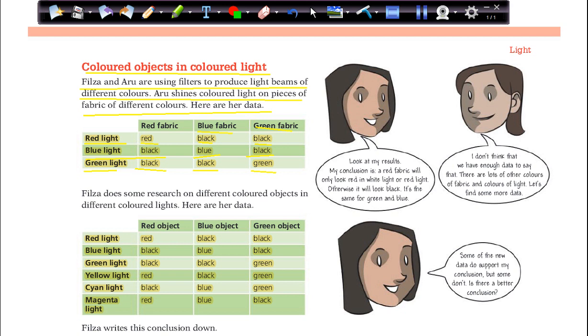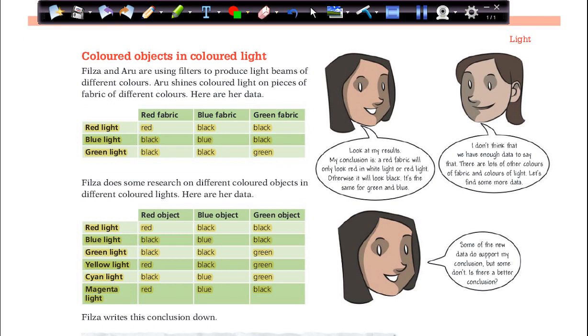So in this case, these are their results or their data, and they need to make a conclusion. Her conclusion is, look at my result. My conclusion is a red fabric will only look red in white light or red light. Otherwise, it will look black. It's the same for green and blue.